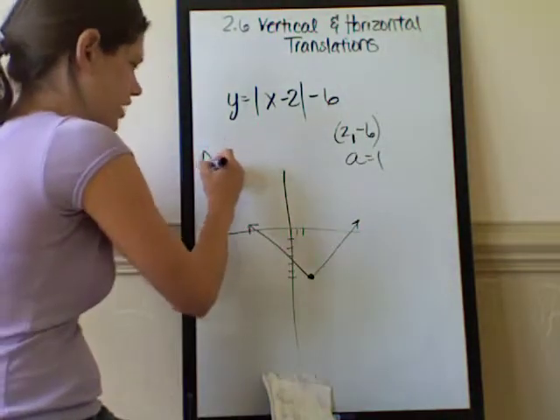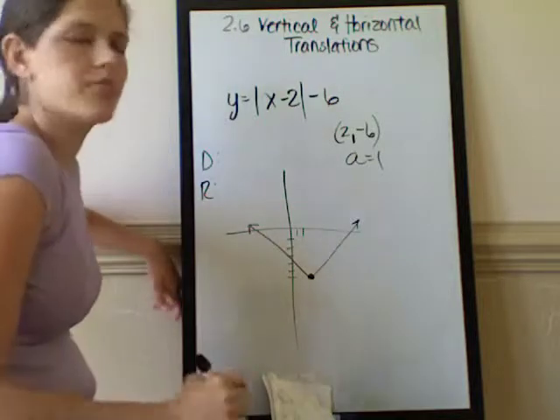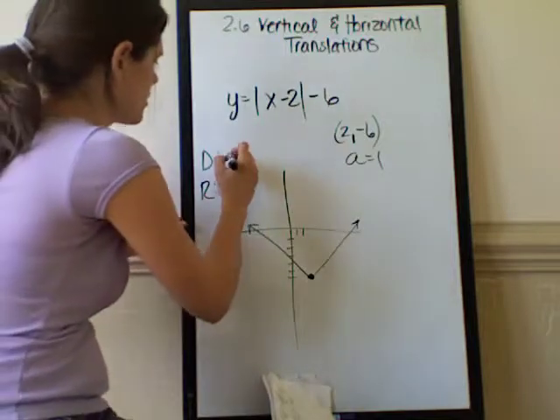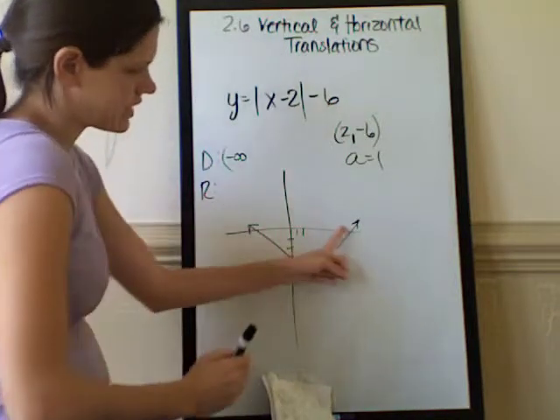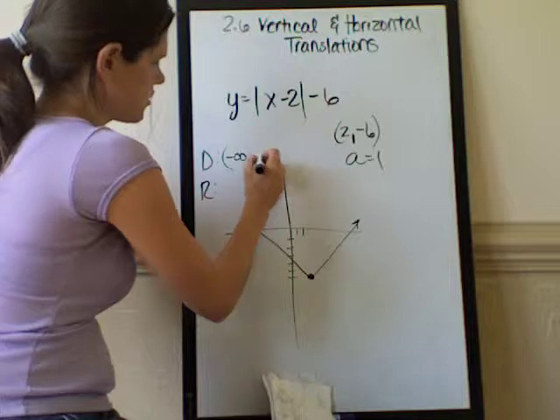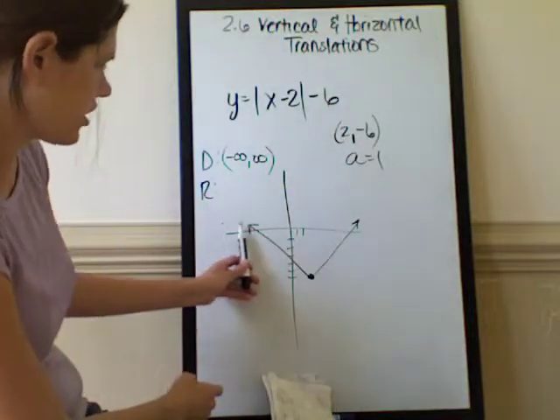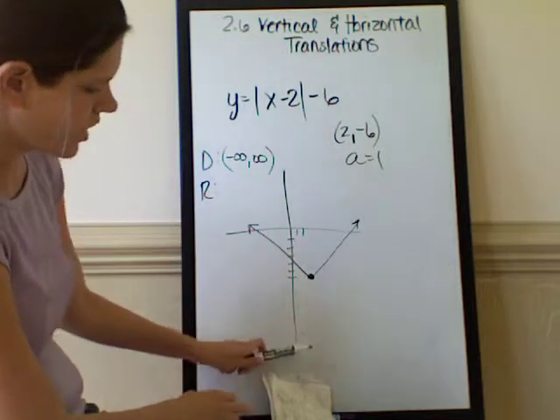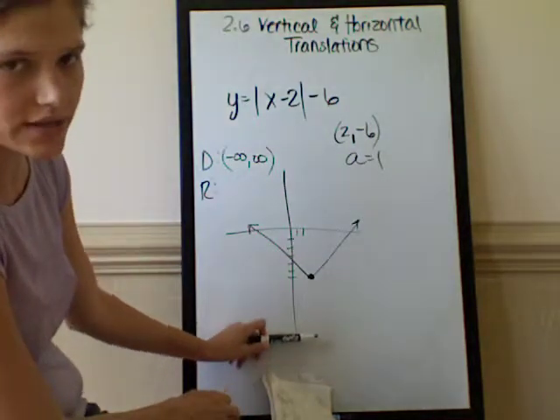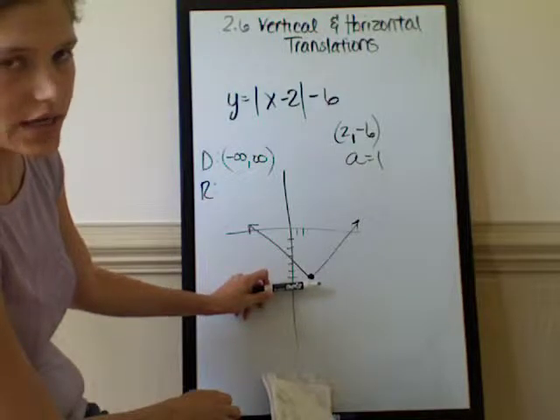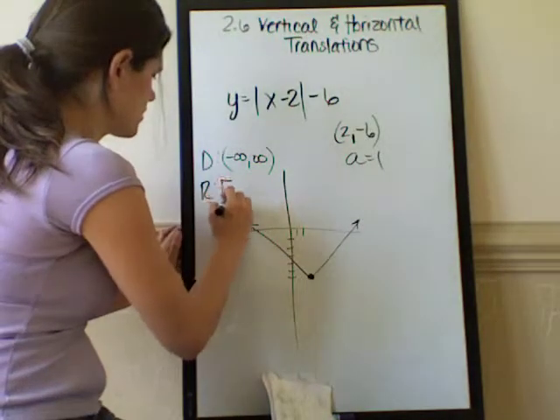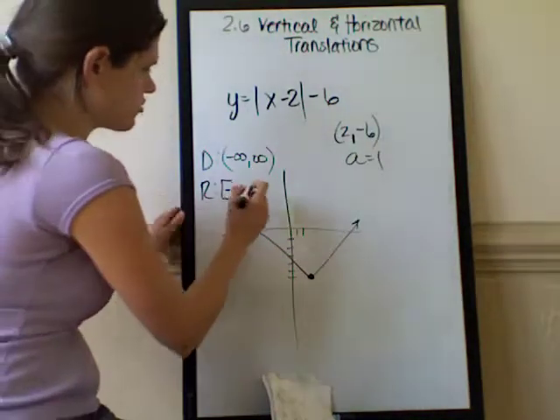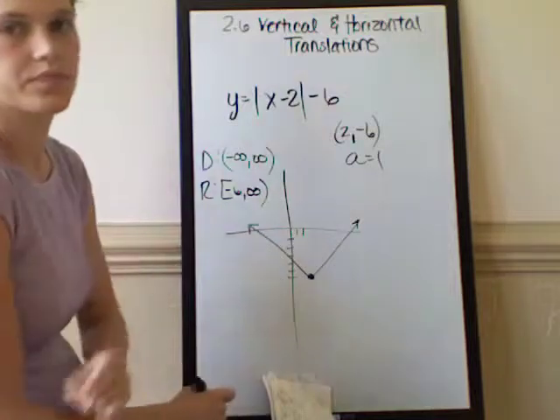Alright, I need my domain and range. Remember, domain, left to right. First thing I hit is that arrow, so negative infinity. Last thing I hit is an arrow, so positive infinity. Remember, that's just traveling along the x-axis. Alright, range. That's going from bottom to top. So if I travel along the y-axis, the first thing I hit is at negative 6. The last thing I hit are arrows, which means infinity.